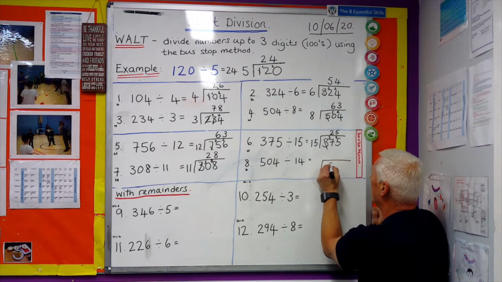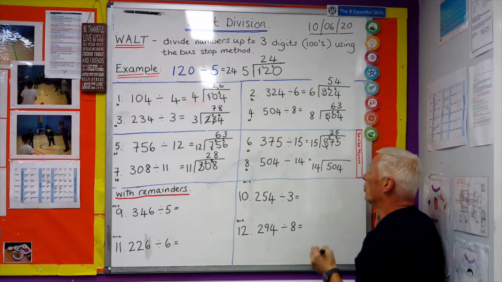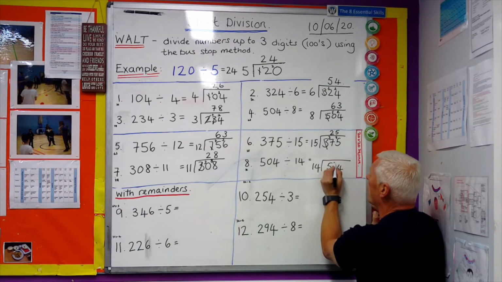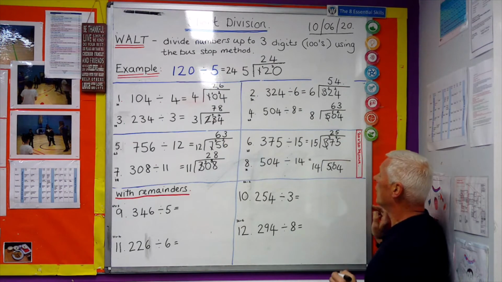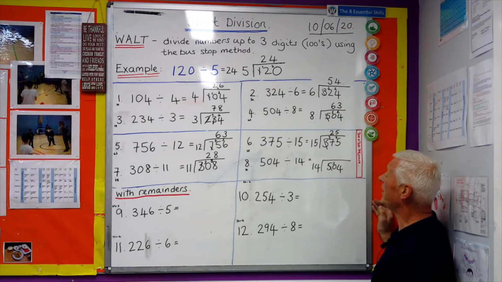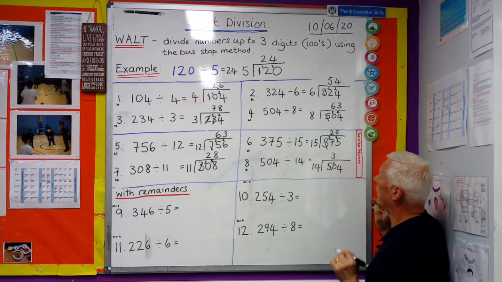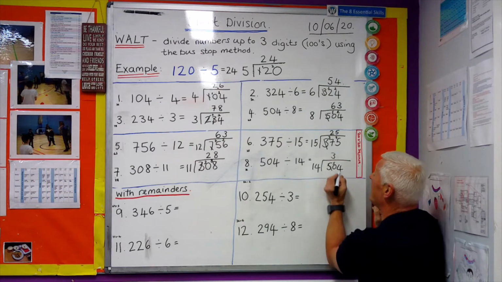Bus stop, 504. Again, a double digit number, I'm dividing it by 14. 14 into 5 doesn't go. Cross it out, move it along. 14 into 50. 3 14's are 42. I think that's the closest I'm gonna get. So 3 14's are 42. I've got 50, so 50 minus 42 leaves 8.